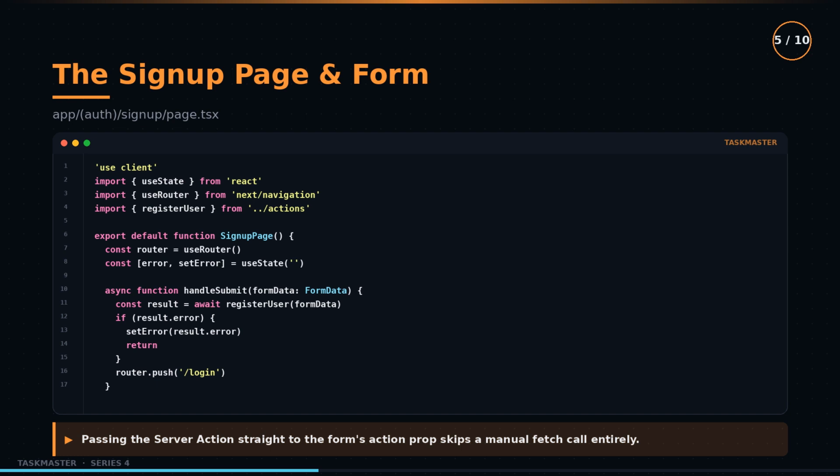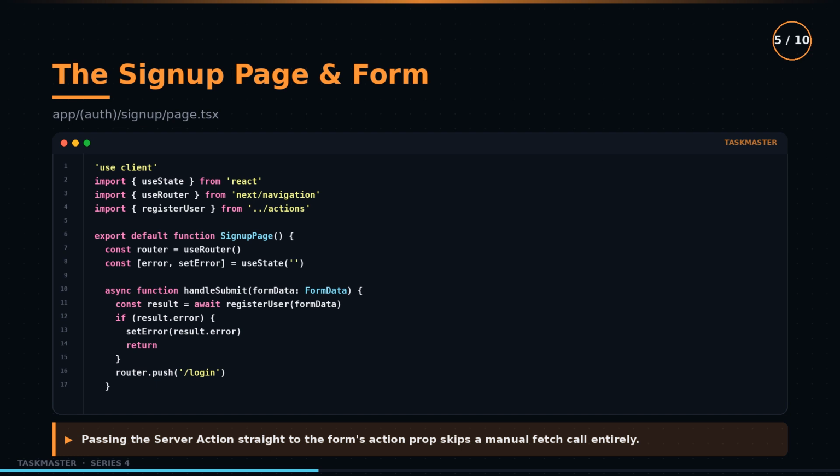className flex gap-3. Input name fullName placeholder Full name, required. Input name email type email placeholder Email, required. Input name password type password placeholder Password, required. If error, a p with className text-red-500. Button type submit: Create account.